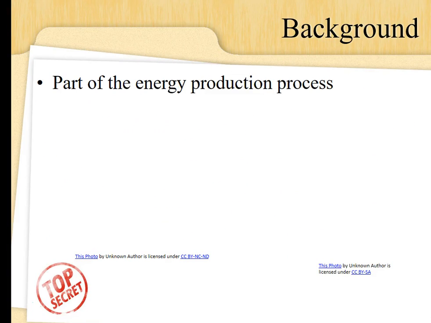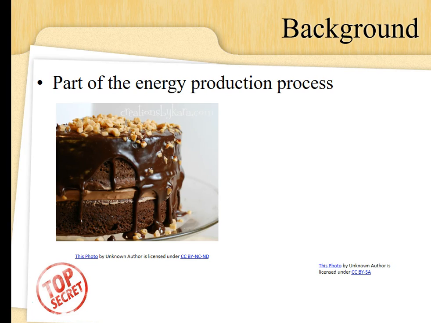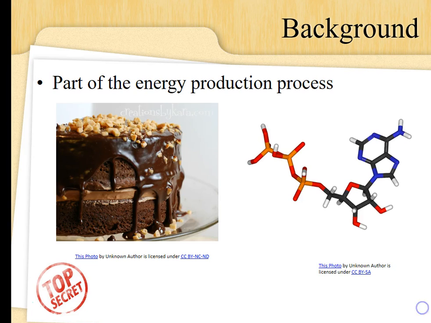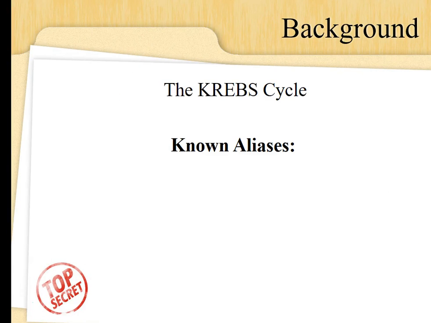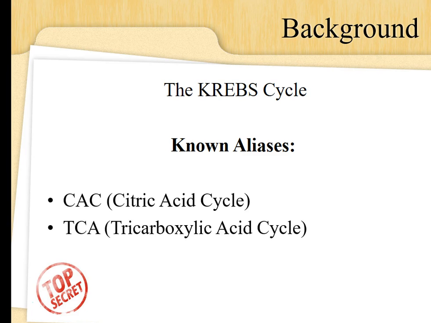As I mentioned, being part of the energy production process is generally seen as a good thing, but when you're involved in a process that takes something that looks like this, and ultimately has it come out looking like this, I can see how people could get concerned. So let's dig in. The Krebs cycle has two known aliases. These days, the Krebs is also going by CAC and TCA. Pretty tricky, right? Let's get a look at this cycle.